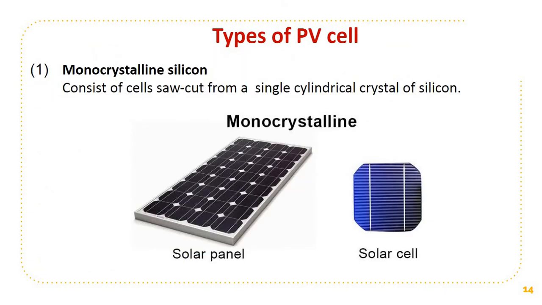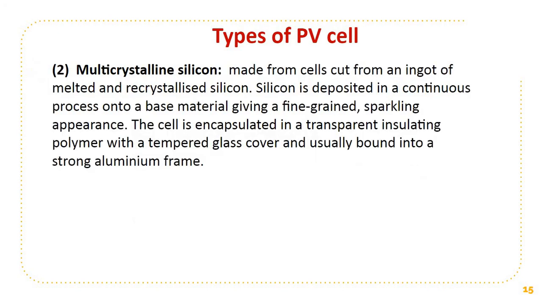So first, monocrystalline silicon. It consists of cells cut from a single cylindrical crystal of silicon. It is shown in the figure. Multicrystalline silicon is made from cells cut from an ingot of melted and recrystallized silicon. Silicon is deposited in a continuous process onto a base material, giving a fine-grained sparkling appearance.